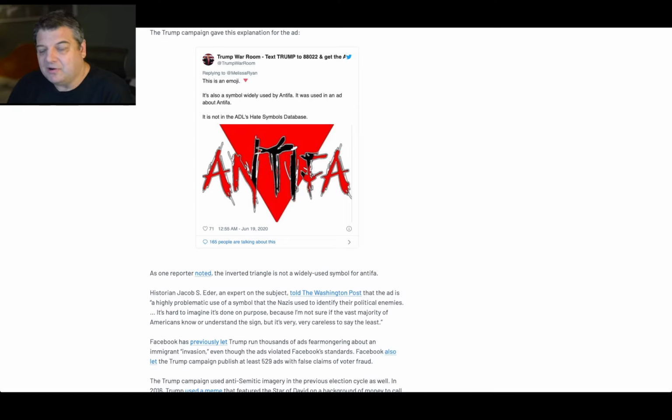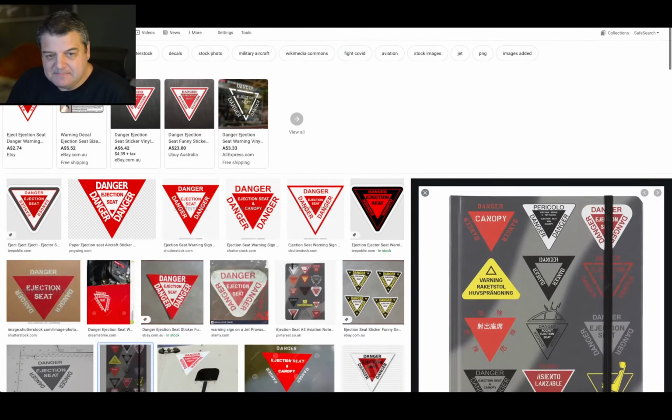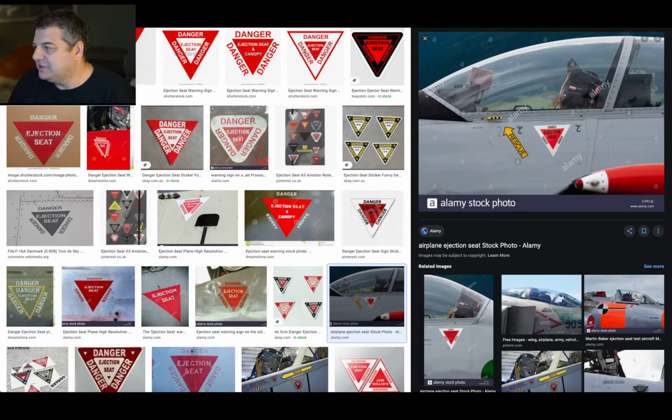But the one that I actually thought of as soon as I saw it, because I've got a military background, I was in the Air Force Cadets, was the ejection symbol. You can see it on the planes, the ejection seat symbol. And it's usually a warning of an ejection seat. So that's the first thing I thought of. I did not think of badges of Nazi Germany. That's prisoners. I did not think of that at all.